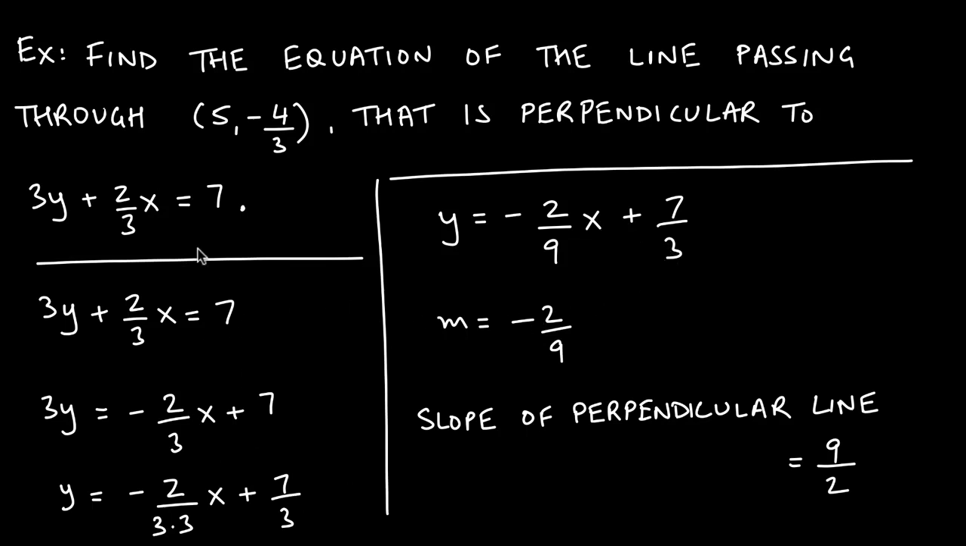Now we're doing all this to find the slope of this line, and the slope of this line turns out to be negative 2 over 9. We can see right here, it's in slope-intercept form, and in slope-intercept form, the coefficient of x is the slope.